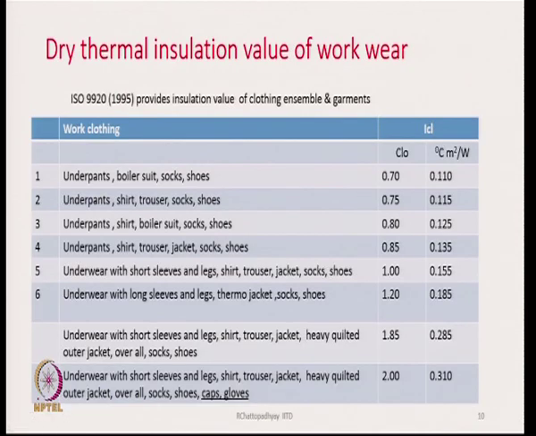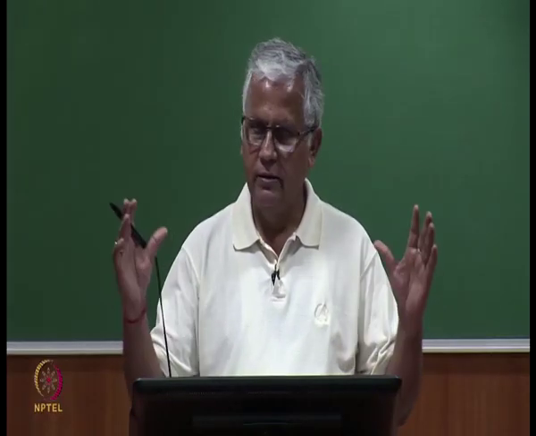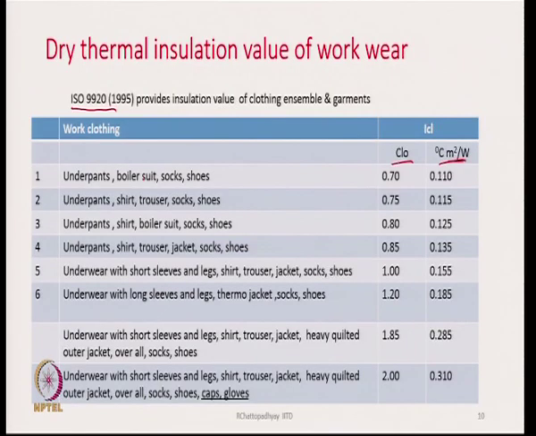Here is a table where the I C L values are shown in clo unit and in degree centigrade meter square per watt, both units. These are some standards by ISO 9920. They have measured a number of combinations of the ensemble and given these values, and this is going to guide us when we are trying to design an ensemble for a person for a particular environment. Let us say underpants, boiler suit, socks, shoes, all put together somebody is wearing, the clo value will be close to 0.70.